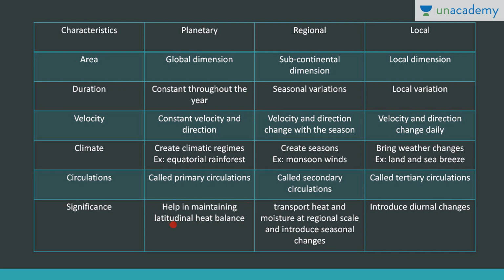Planetary winds help in maintaining latitudinal heat balance. Regional winds transport heat and moisture at regional scale. And local winds introduce diurnal changes, for example, land and sea breeze.